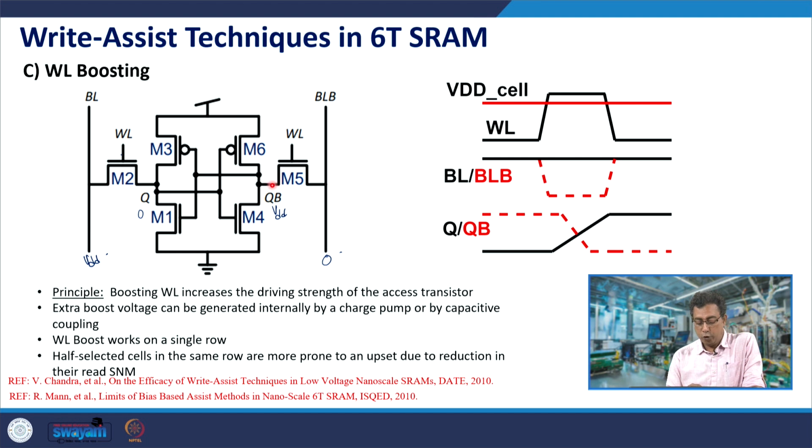So, therefore, QB would be closer to 0 for the same current to flow from M6 to M5 while the flipping happens. So, therefore, the flipping happens faster with word line boosting.